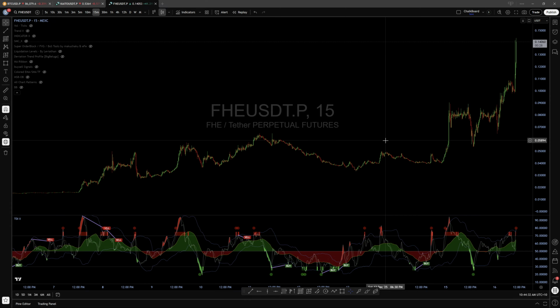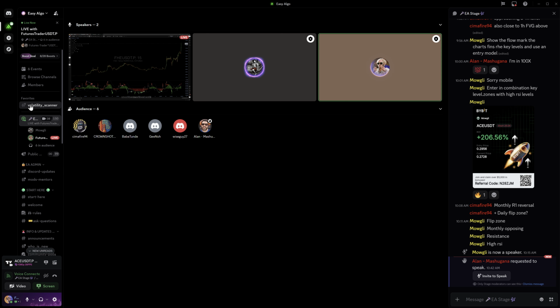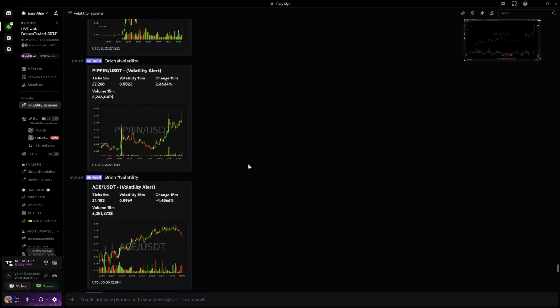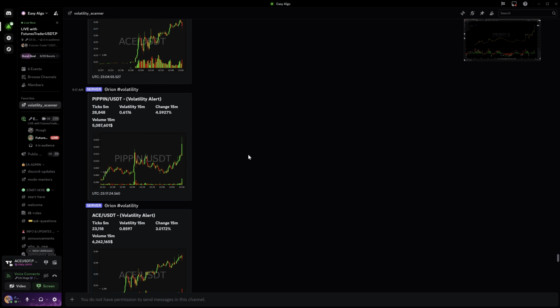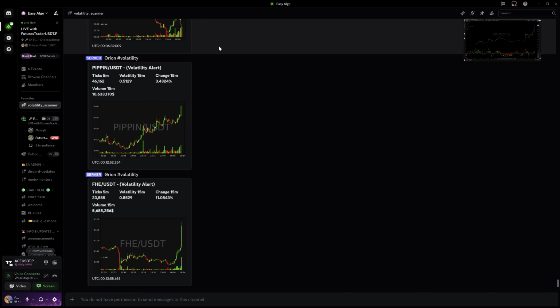So you get an alert from the volatility scanner, and now you can put it into the EAX. Yes, you'll see it on the recording. Basically, on the volatility scanner, you just right click the channel, go to notification settings, and click all messages. I paused mine for the stream, but whenever something becomes volatile, my Discord will beep on my phone or on my computer, like I'm getting a message. So as soon as something starts moving, as soon as it becomes volatile, I can look at it in the EAX, TradingView, and start looking.